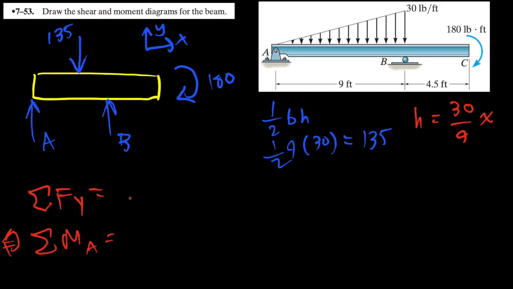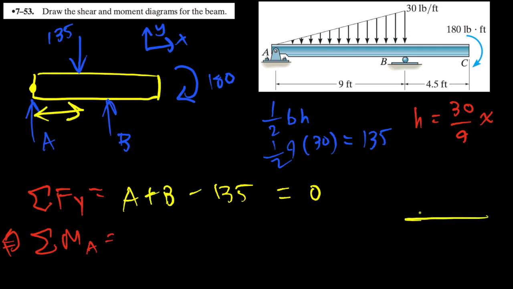Doing summation of forces in the y direction really quick, we have A plus B minus 135 equals 0. And for the moment, we're taking it about point A. So we have this distance, which is 2/3 of the way.